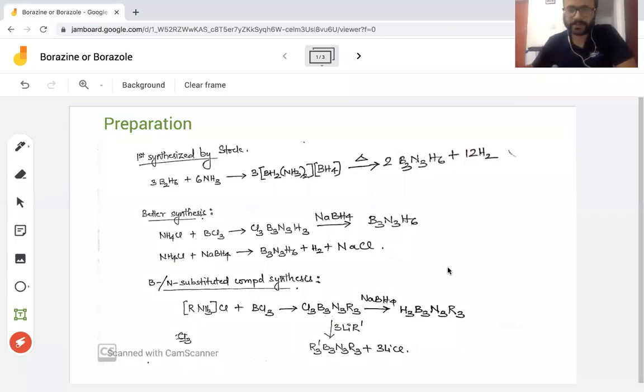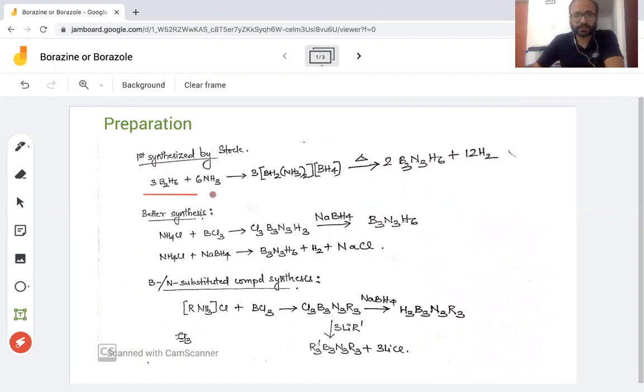Good morning, everyone. So today we are going to see another compound of boron, and that is Borazine. Borazine is also called Borazole. That is what we are going to study. Initially, we will go with the preparation of Borazine.